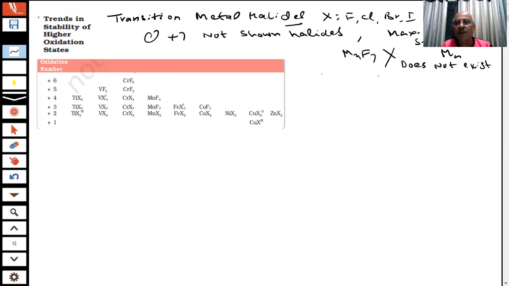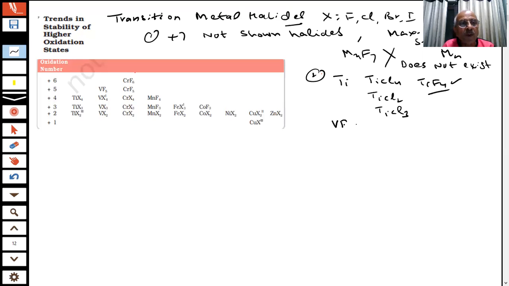All right, students, so far so good. Second thing, look at titanium. In the case of titanium, you are seeing TiX4, TiX3, and TiX2. So you are getting titanium tetrahalides. Higher oxidation states are expected with fluorine, and you are also getting TiCl2 or TiX3. And in the case of vanadium, you can see there is VF5 also.